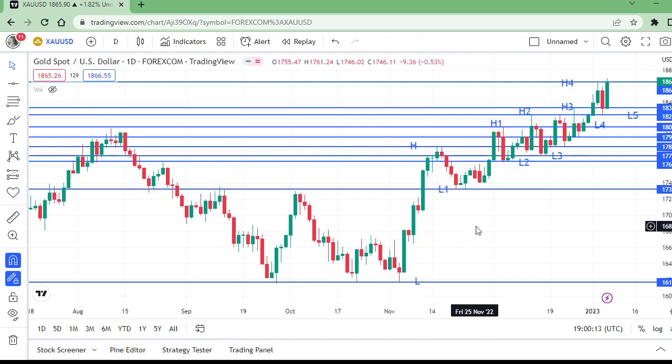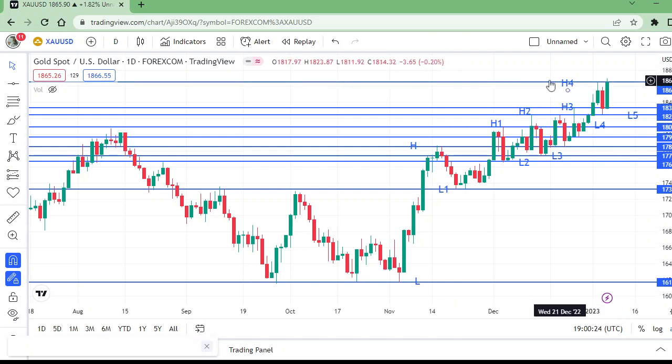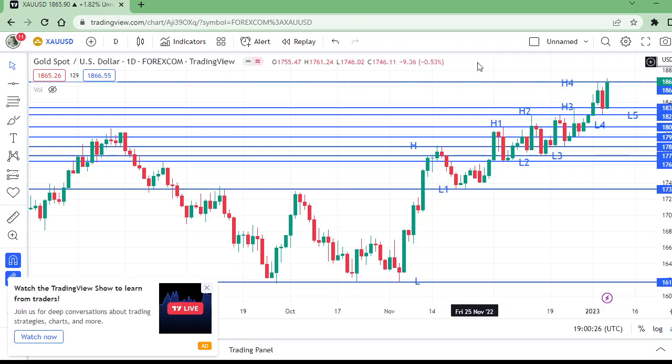This is the chart of XAUUSD. It means gold. Now gold is going for a new high, that will be higher high 5, and I will be calling it high now. So this time I have typed L for low.